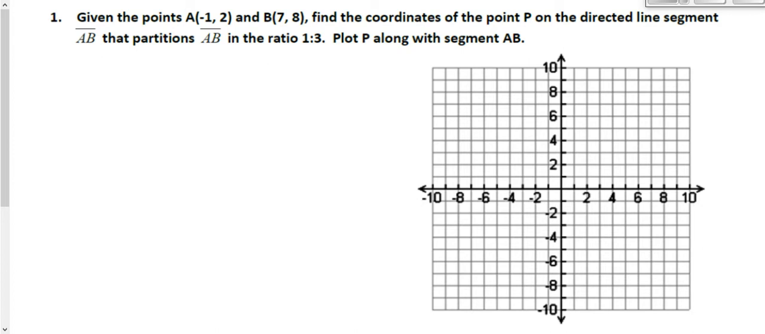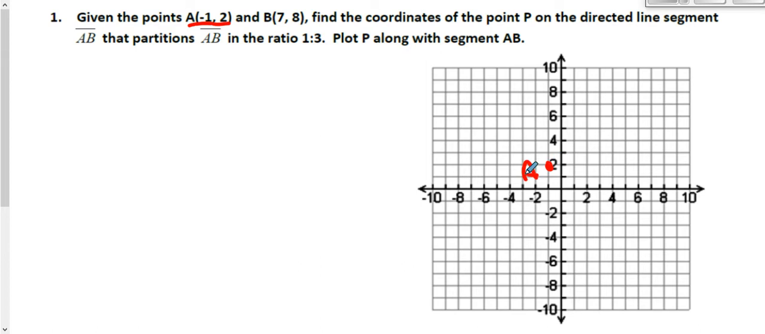So let's go ahead and start with step 1 of partitioning, which is to get a good idea of what this is going to look like. And it's part of the directions. We have to plot P along with the segment AB. So let's start with point A, which is at (-1, 2). Let's go ahead and get that drawn on our graph. So -1 is on the x-axis, +2 is on the y-axis. That's going to bring us to that point right there. We're going to call that A.